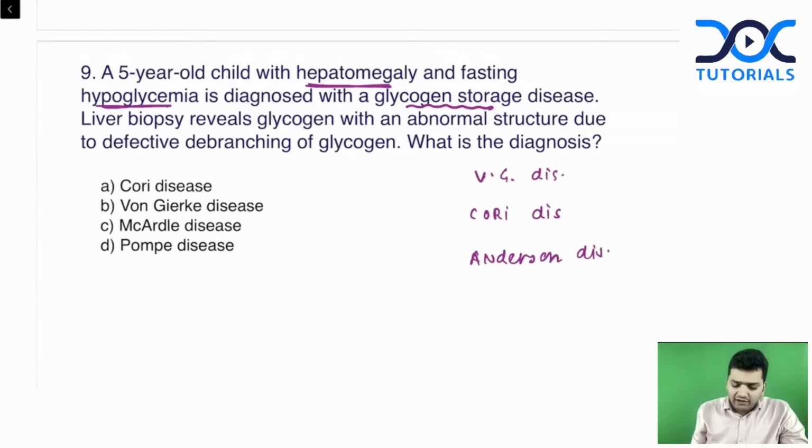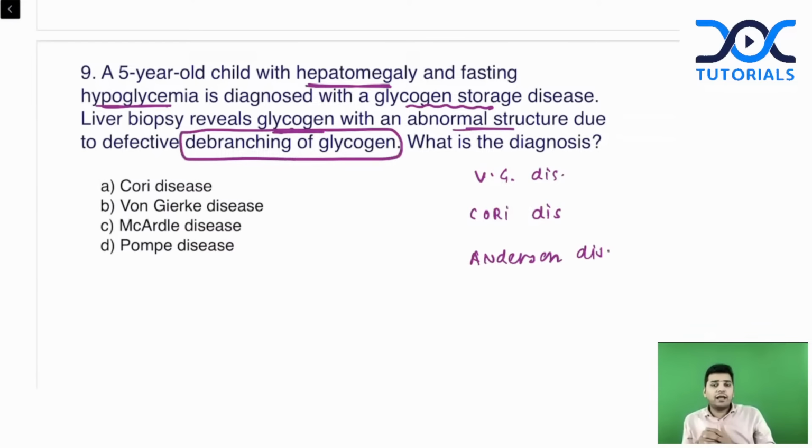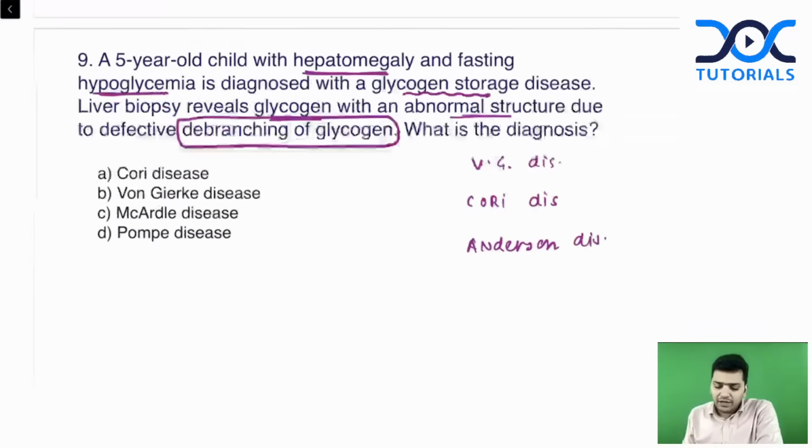What additionally they have found is that there is glycogen with abnormal structure due to defective debranching. They have not written the debranching enzyme, they have written the defective debranching of the glycogen. But the debranching is not happening. Debranching is not happening means debranching enzyme is not there.